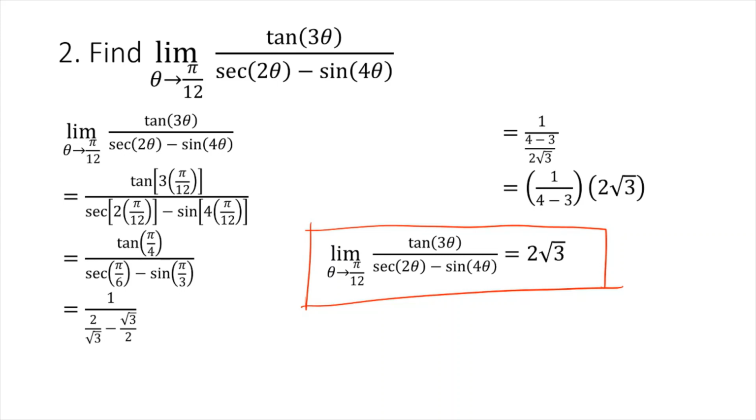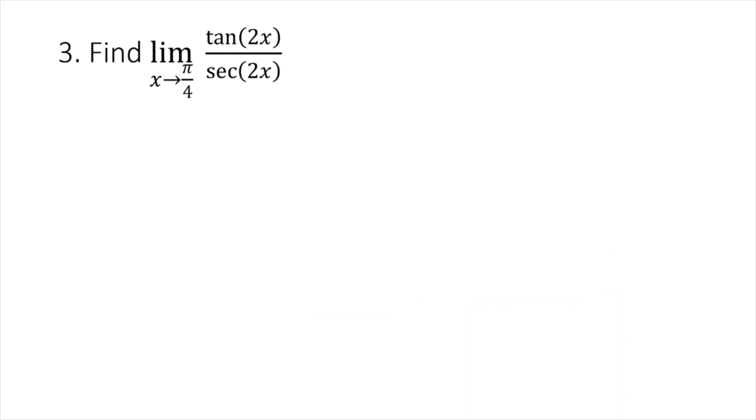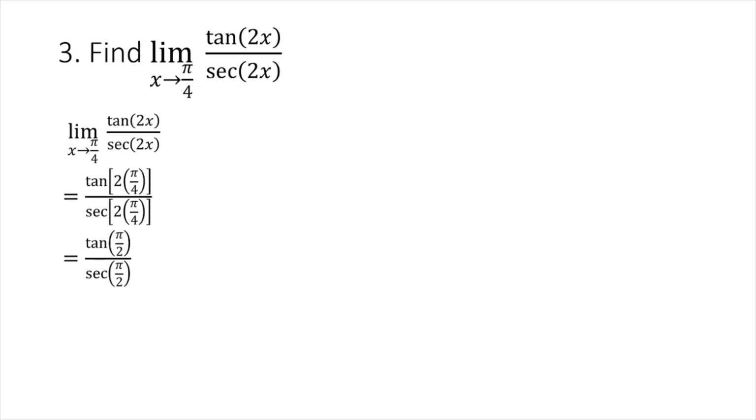Next, let's try this one. We have the limit of tangent of 2x divided by secant of 2x as x approaches pi over 4. Again, this is our given. Applying direct substitution and simplifying, we get tangent of pi over 2 divided by secant of pi over 2. So let's plug in the values.